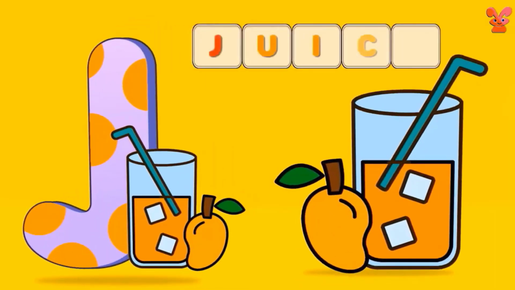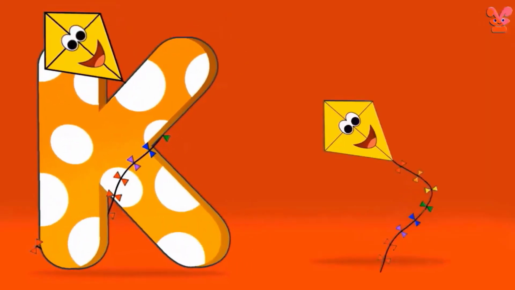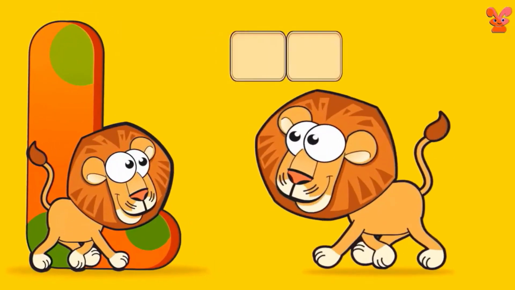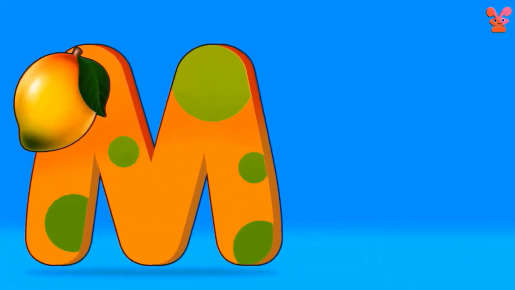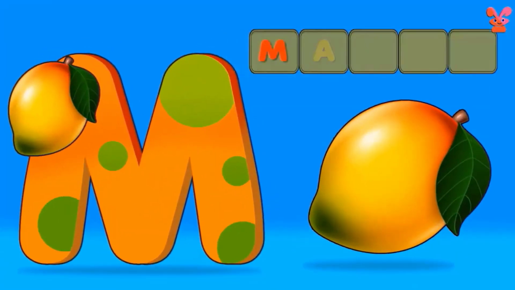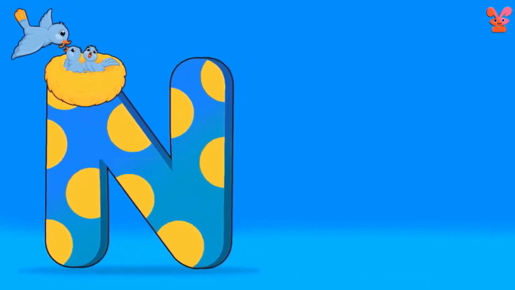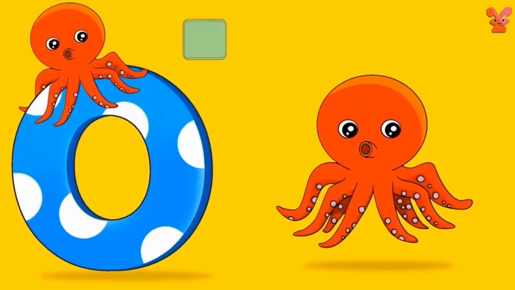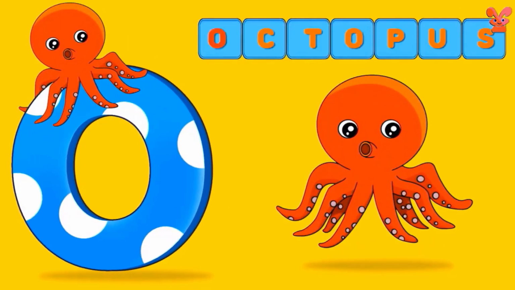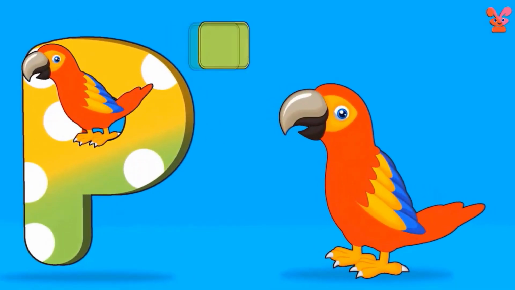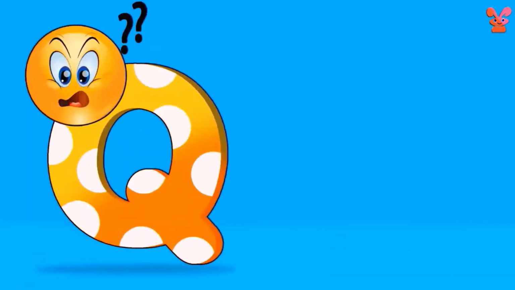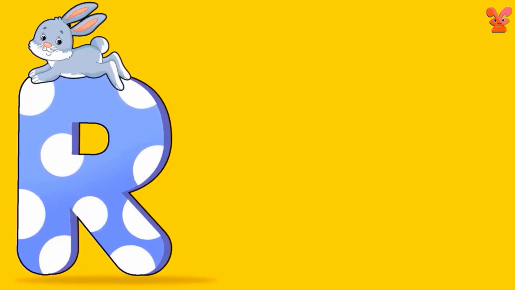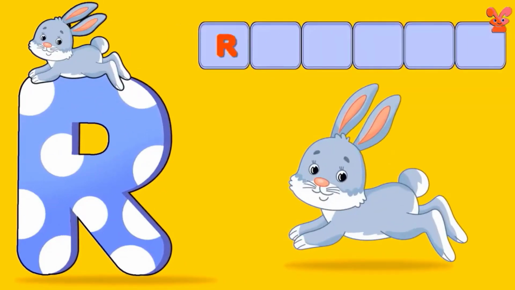J for juice. K for kite. L for lion. M for mango. N for nest. O for octopus. P for parrot. Q for question. R for rabbit.